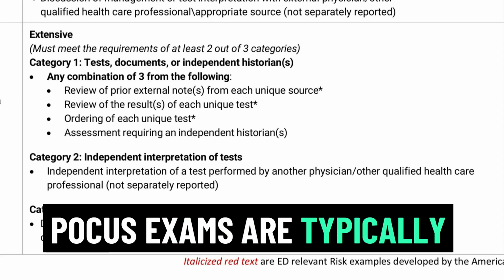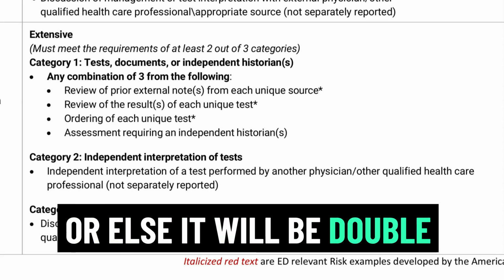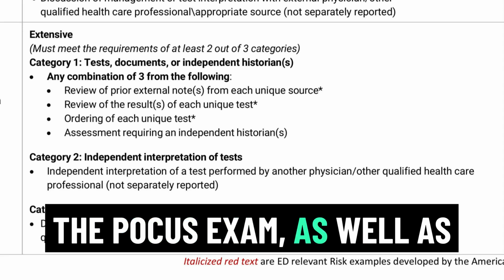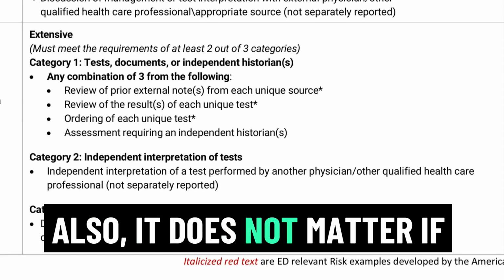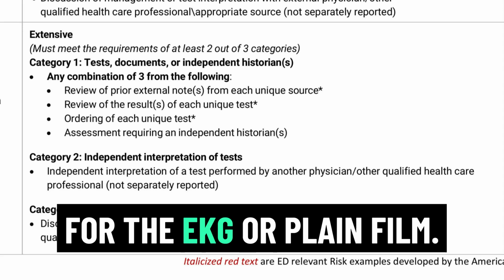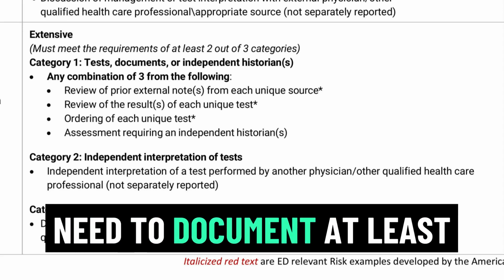POCUS exams are typically billed separately, so they are not counted towards this category or else it will be double dipping, billing for the CPT code associated with the POCUS exam, as well as increasing the complexity of your chart. Also, it does not matter if you interpret the test before or after the official report comes out for the EKG or plain film. One note is that for an EKG interpretation, you need to document at least 3 elements of the EKG.